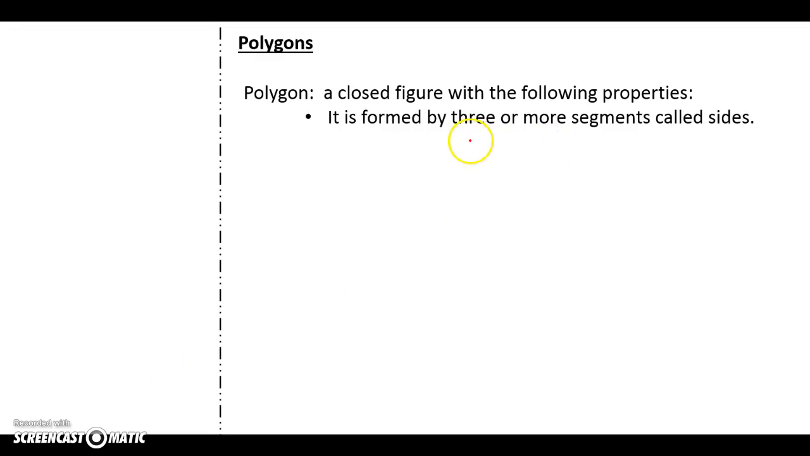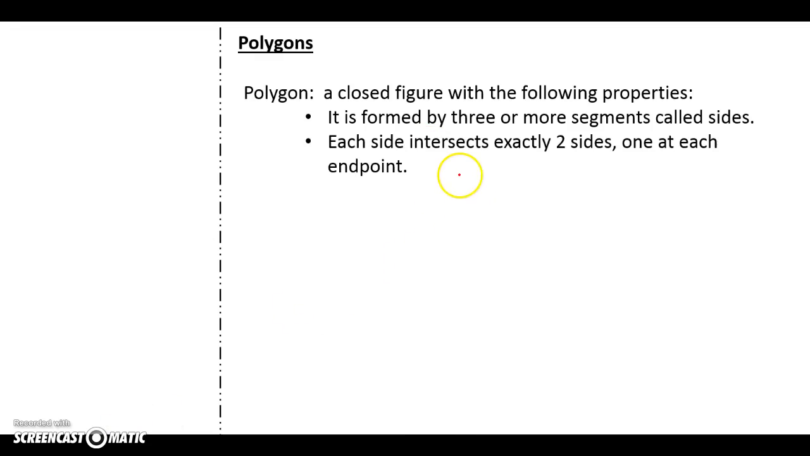First, it has to be formed by 3 or more segments, and we call these sides. So 3 or more segments. Can't have 2 segments because that would not be a closed figure. So it is formed by 3 or more segments that we call sides. And each side intersects exactly 2 sides, one at each endpoint. So in a moment we'll do some examples so that you can see what this means.